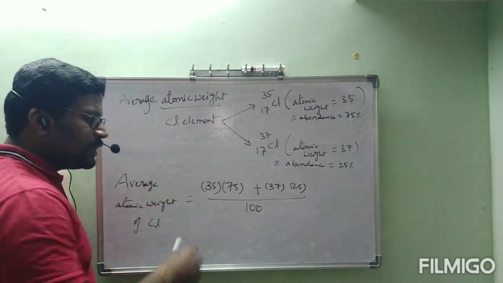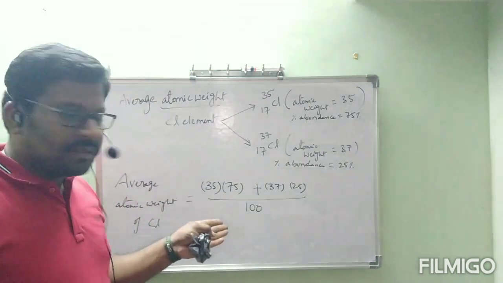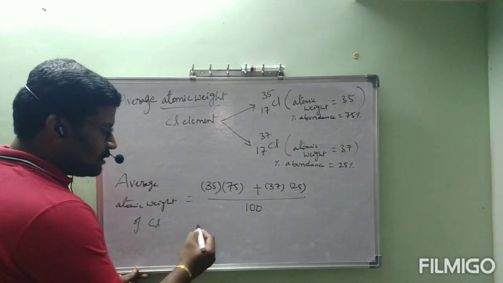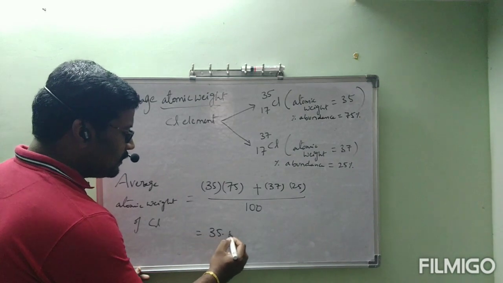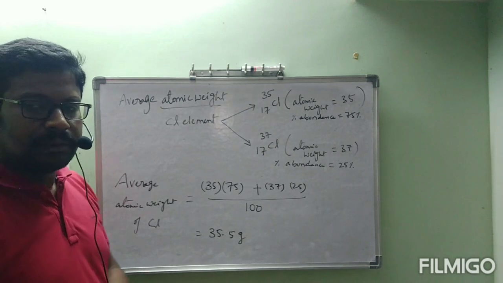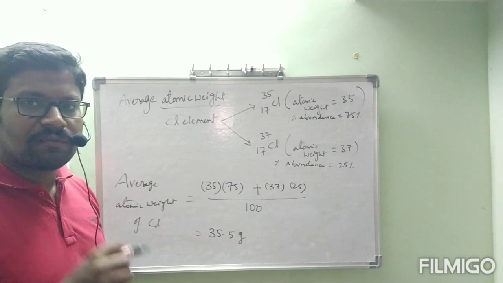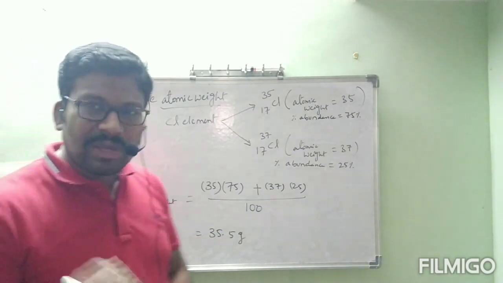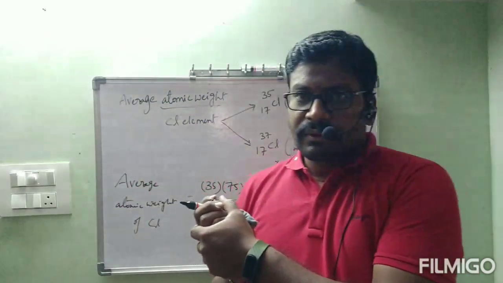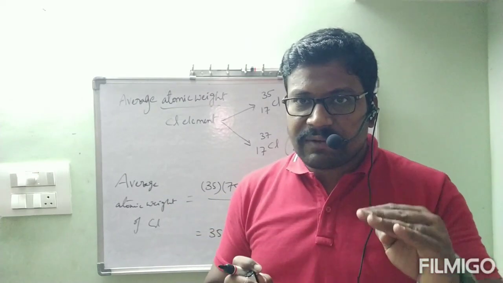See, for writing the formula itself we wrote very highly. If you have numerical values, this is easy. 35 into 75 plus 37 into 25. Do this calculation, definitely you will get 35.5. That's why we wrote atomic weight of chlorine as 35.5. You can ask me a doubt: Sir, for chlorine only, why have we considered this procedure? What about other elements? I will say that also.